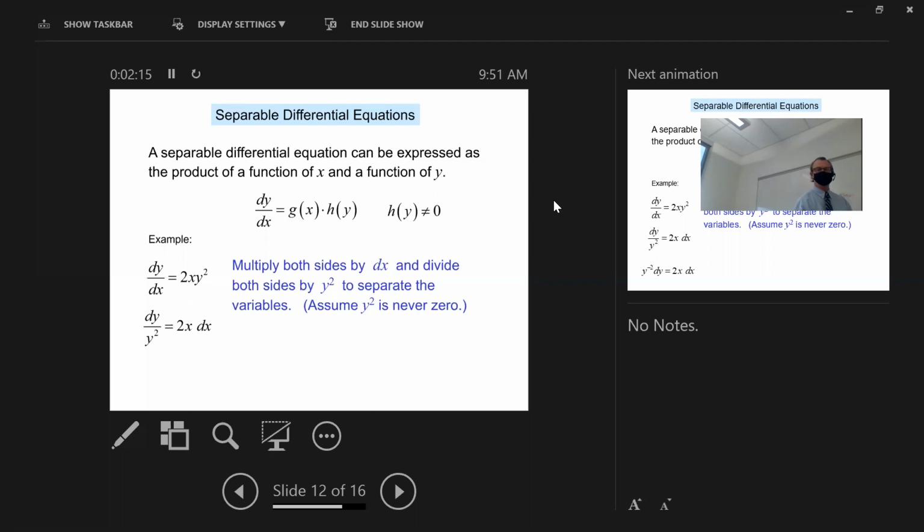So there's the step. What did they do? They multiplied both sides by dx, and they divided both sides by y squared. Now what? All I did was rewrite that as y to the negative second. Yes?